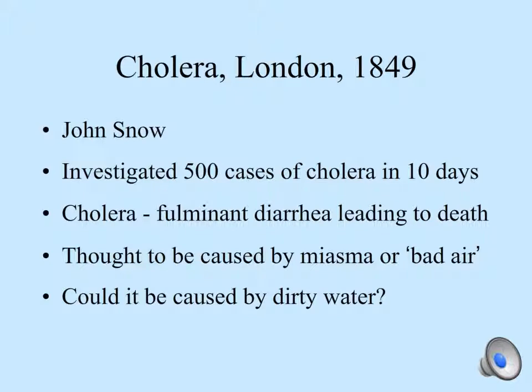I'd like to switch topics a bit and just review for a second John Snow in London in the 1840s and 1850s, who was the first infectious disease epidemiologist who investigated outbreaks of cholera in London in that time period. And cholera being a disease that causes fulminant diarrhea that can lead to death in a very short period of time, of course, continues to be a serious problem in the world today.